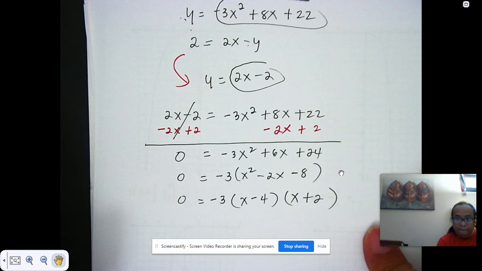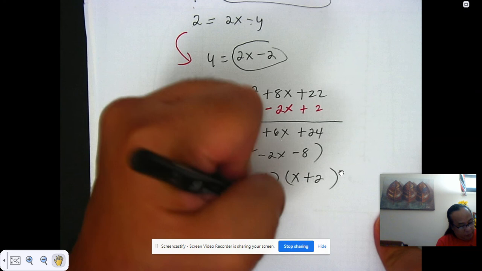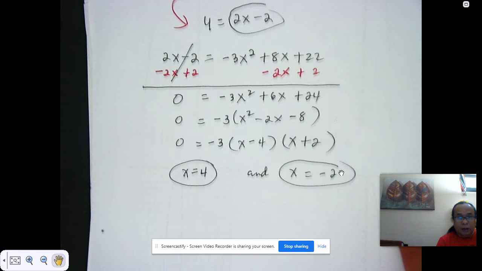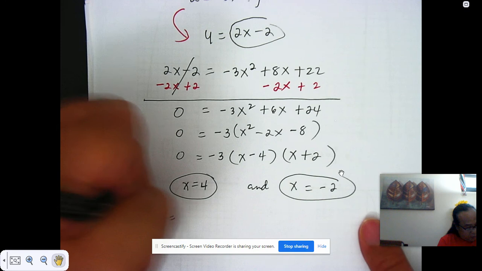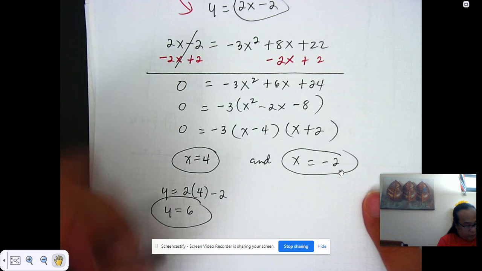Which means my x values are x minus 4, or x equal to 4, that's 1. And the other one would be what? x equals negative 2. Okay? Now, all we got to do is to solve for y. So, we're going to use this to solve for y. So, y would now be 2 times 4 minus 2, because it's 2x minus 2 over there. So, that's going to be y equals 2 times 4 is 8. 8 minus 2 is 6. Okay? So, the first coordinate is 4, 6.